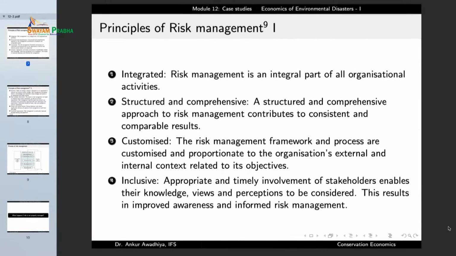But at the same time, you also need certain customized solutions. The risk management framework and process are customized and proportionate to the organization's external and internal context related to its objectives. So, risk management also has to be customized. It has to be inclusive. Appropriate and timely involvement of stakeholders enables their knowledge, views, and perceptions to be considered. This results in an improved awareness and informed risk management.